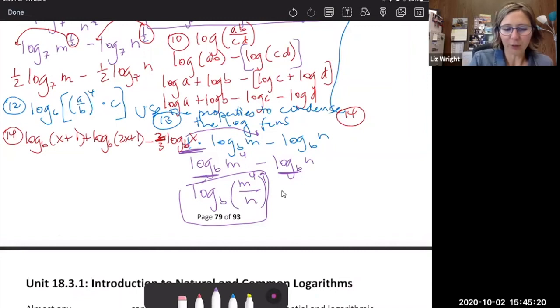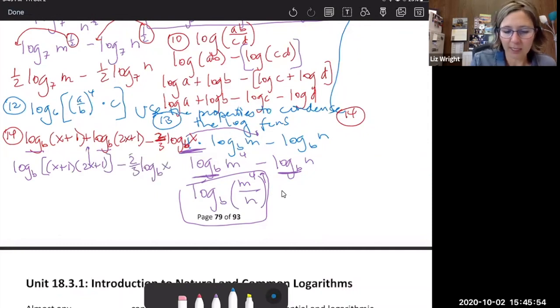So what I want you to do is figure out what can we do to condense that portion. So what can we do with, because we've got the same base here, we've got an addition sign, what are we going to do with our arguments? So I'm hoping you're saying I'm going to multiply them, because that would be correct. So then we're going to have, and I'm going to put it in brackets just because I've got two sets of parentheses, x plus 1 times 2x plus 1. And then I still have this minus 2/3 log base b of x.